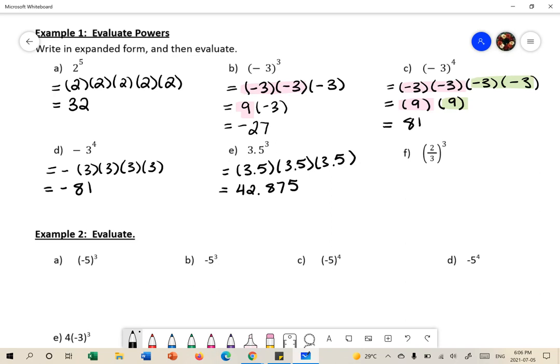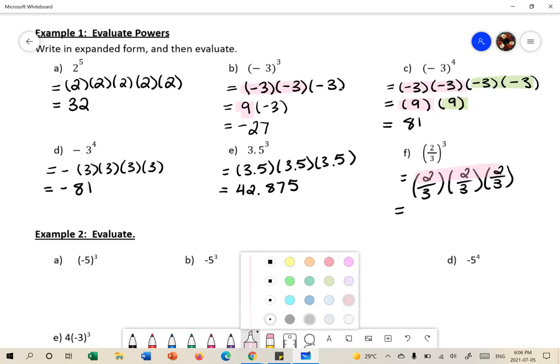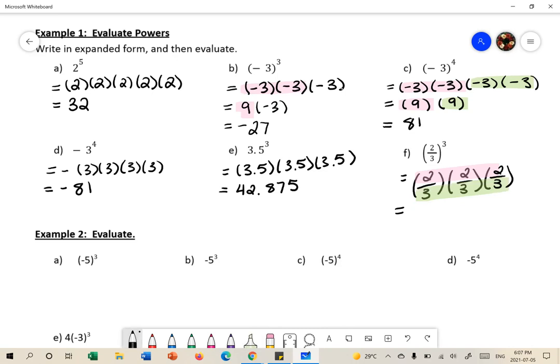And then in F, we have a fraction. And again, that's okay too. We're just going to multiply the entire base, 2 over 3, times itself 3 times. And we know that when we're multiplying fractions, the numerators are going to be multiplied by each other, and then the denominators are going to be multiplied by each other.